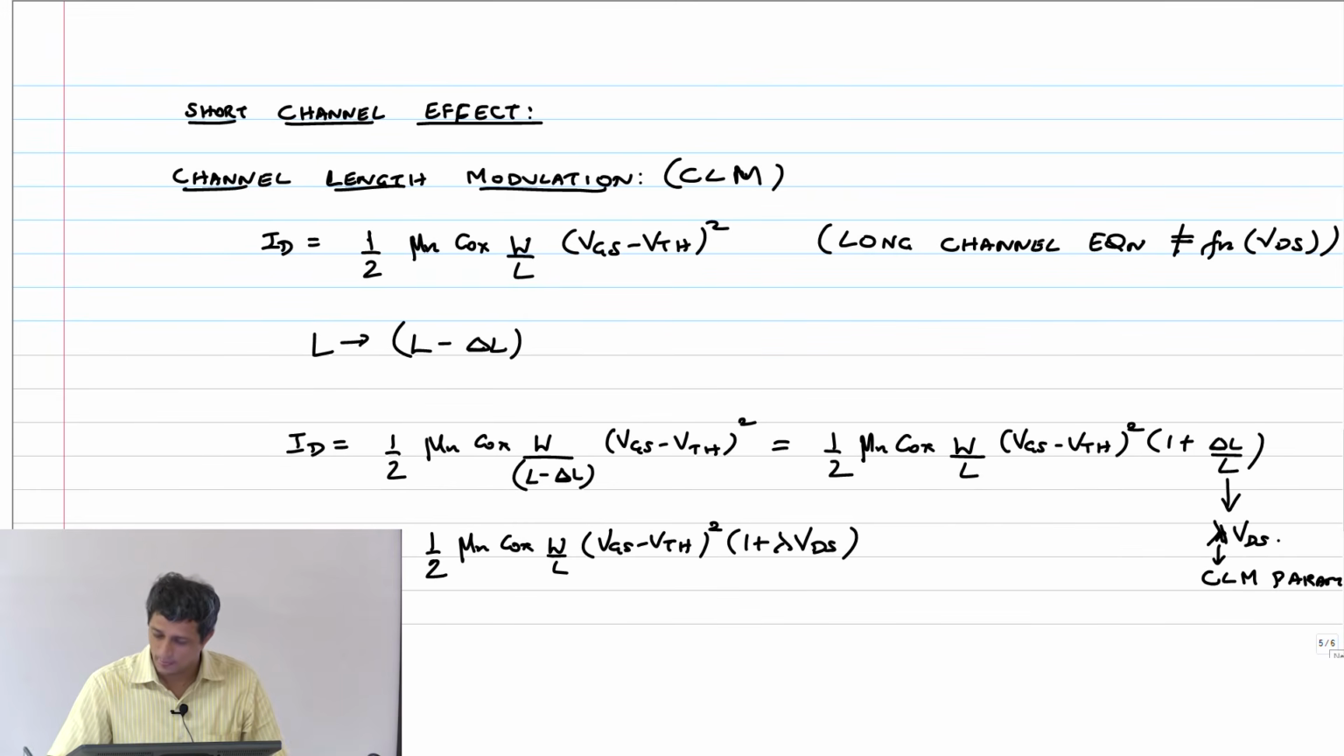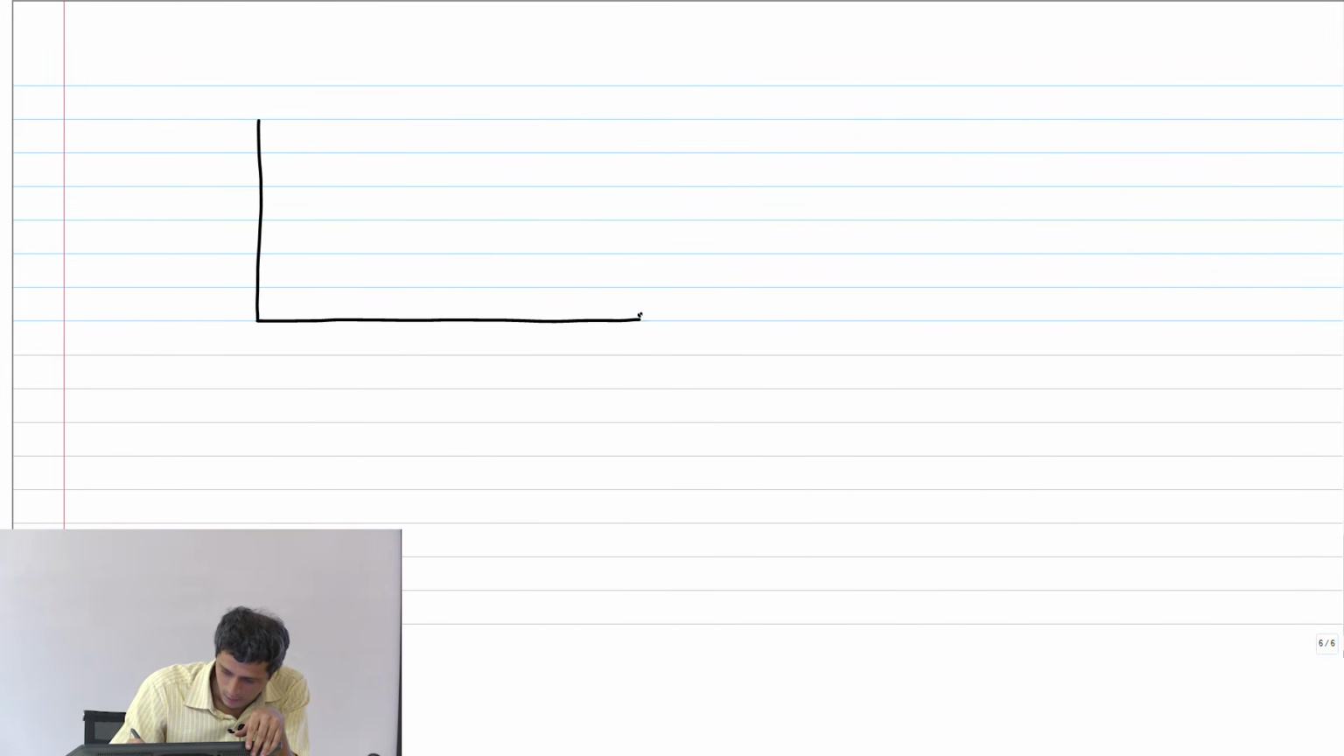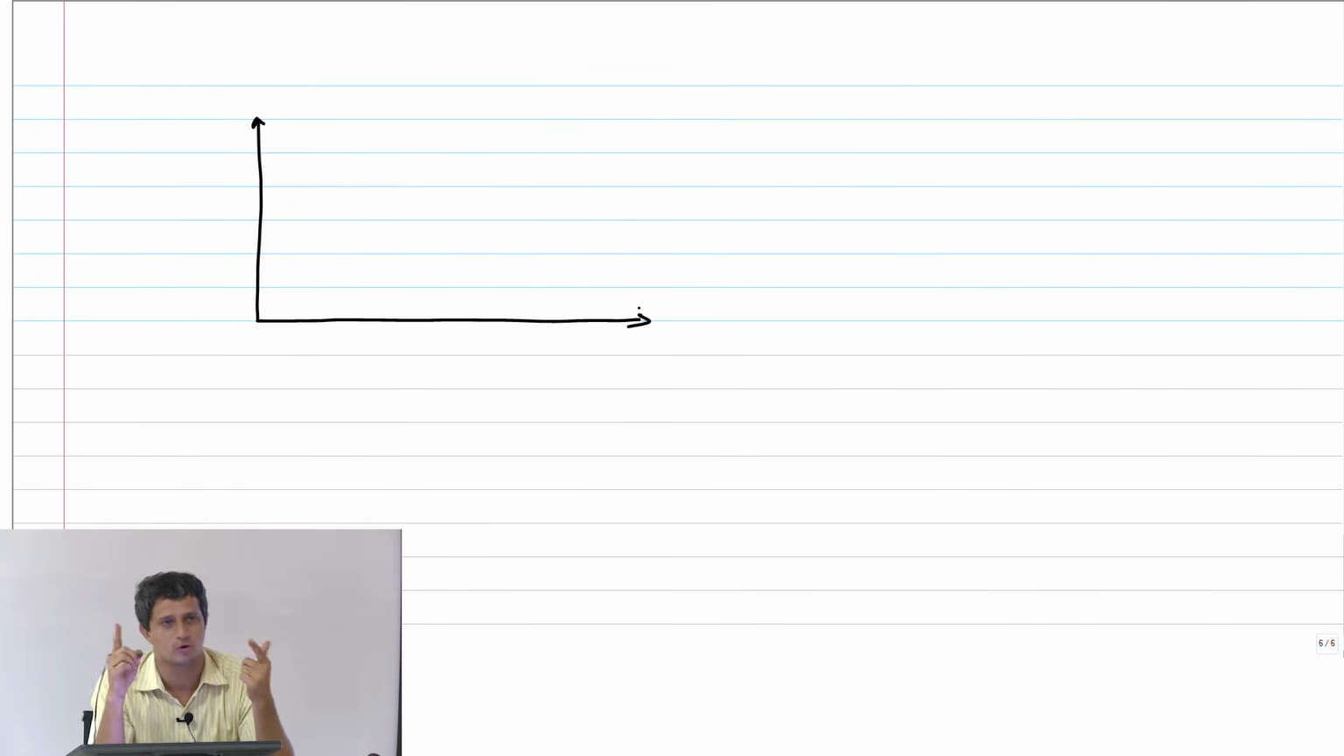So what does this mean in terms of the ID VDS equation that we are talking about? I will consider the same VGS for a long channel device whose W by L is the same as that of the short channel device. So if L is 1 micron and W is 2 micron, then I will consider L to be 100 nanometer and W to be 200 nanometer. The W by L should be the same, right? And VGS is also the same, that is what we are assuming.